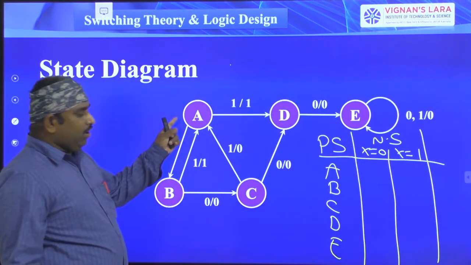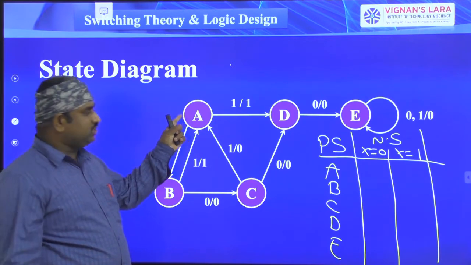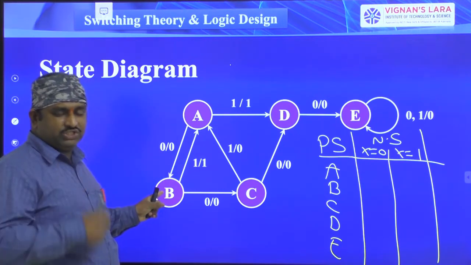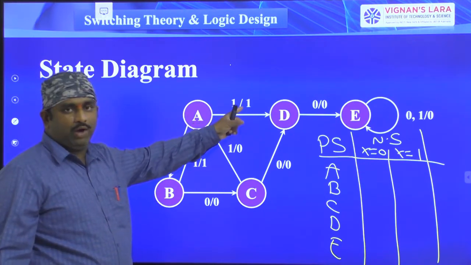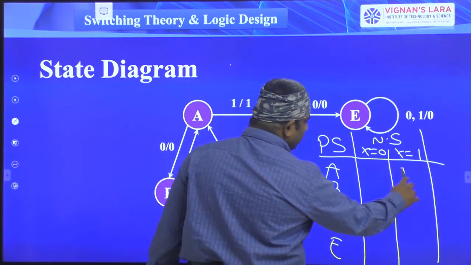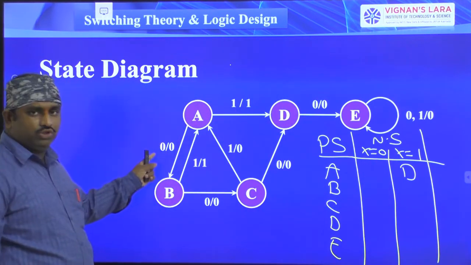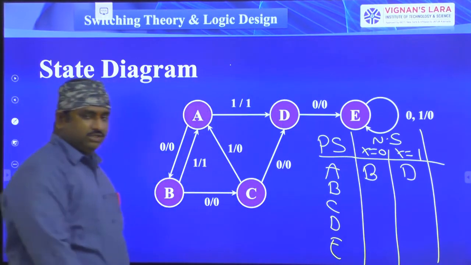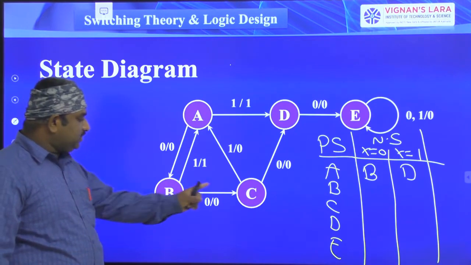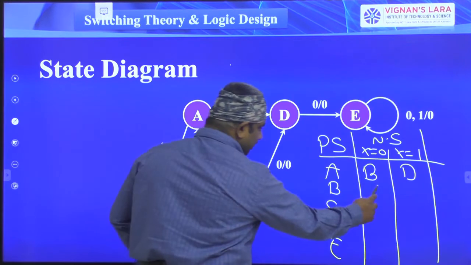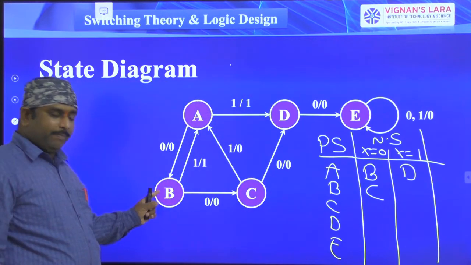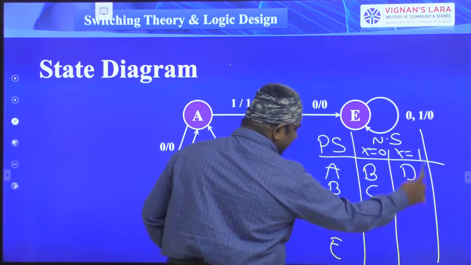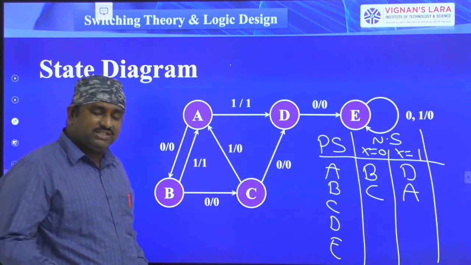Now, see here. If A is the present state, then what is the next state? From A, we go to state D or to state B. 2 types of state transitions we can see. When X is equal to 1, the next state is D. When X is equal to 0, that is input is equal to 0, the next state is B. Next, present state is B, next state is C if X is equal to 0. Next, if the present state is B, next state is A when X is equal to 1. So this is A. This is the next state decoding.